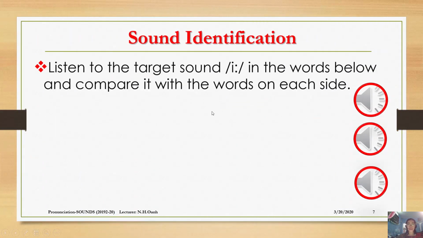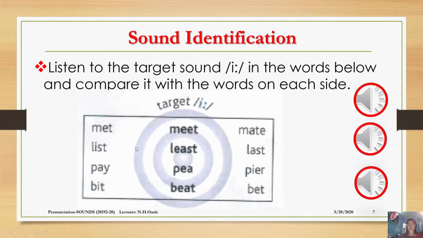Now listen to the target sound E in the words below and compare it with the words on each side. Now listen. Met, meet, mate. List, least, last. Pay, pea, peer. Bit, beat, bet.